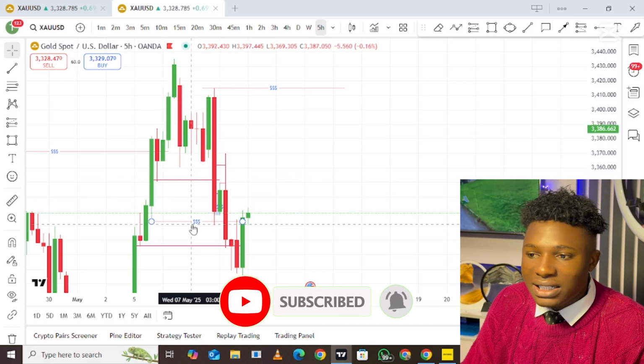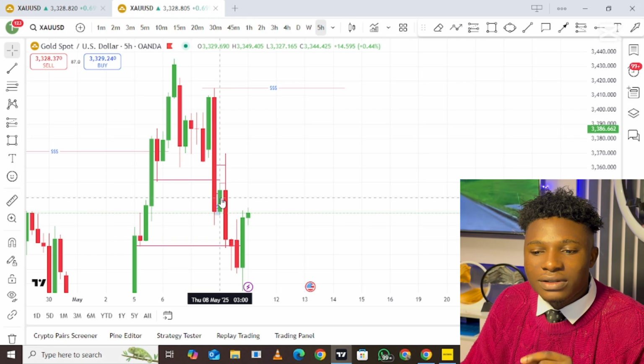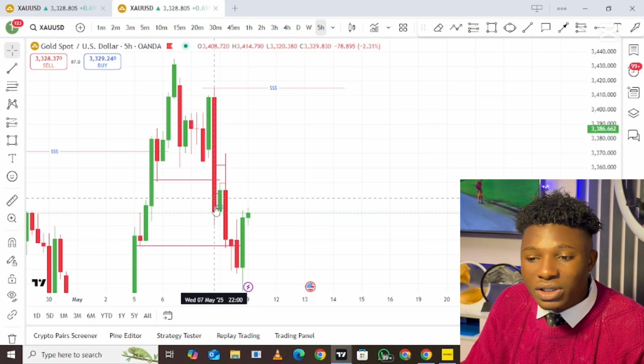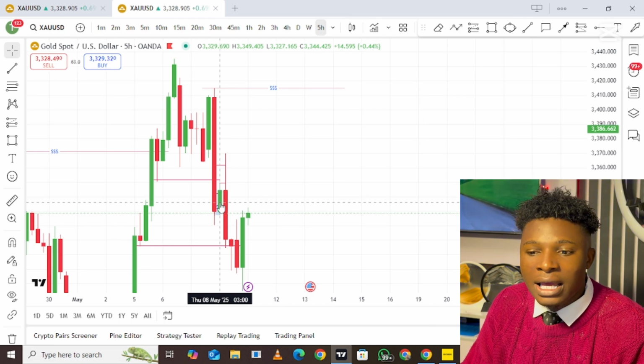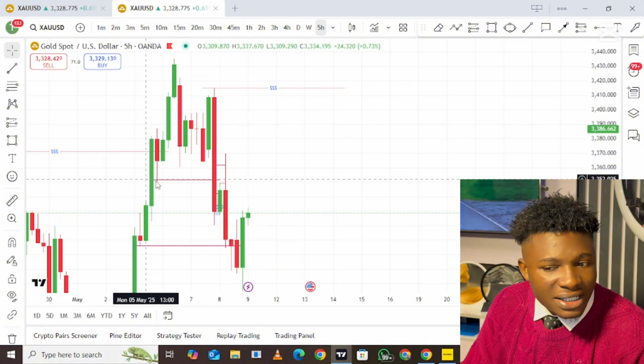And then immediately after that, let me delete this. Immediately after that, price retraced right here. We have to have a 5-hour time frame candle end up as an opposite candle, which is a bullish candle in this particular trade, before price can break the next low, of which price ended up doing that. You see price ended up taking out this particular low.